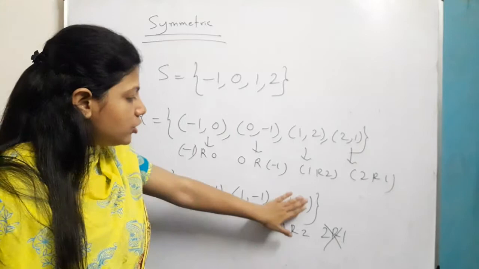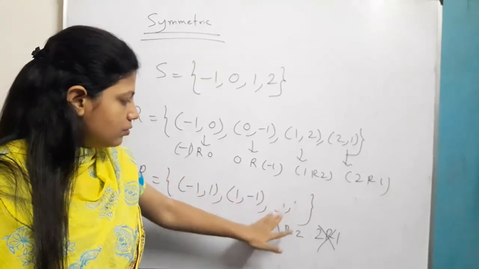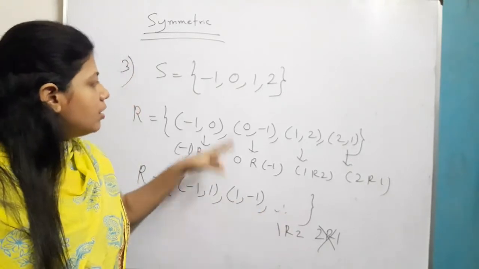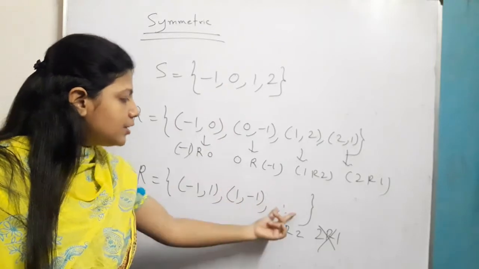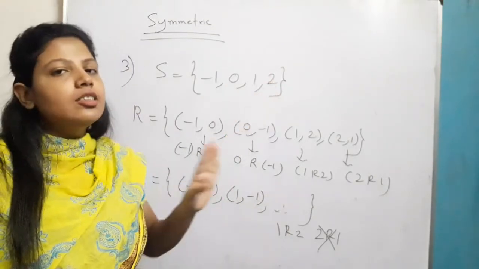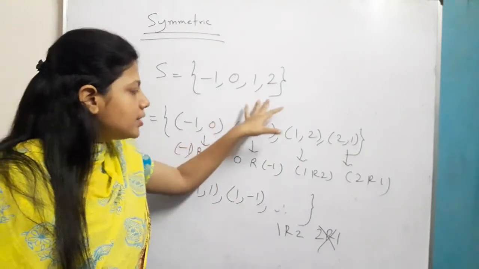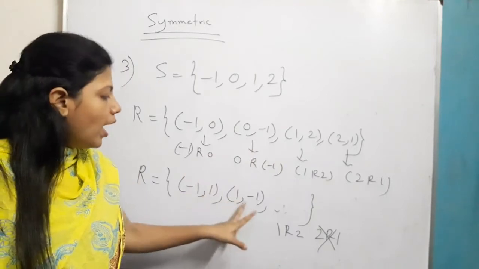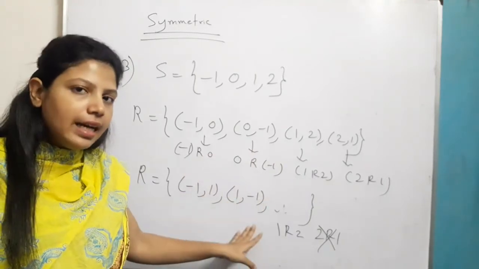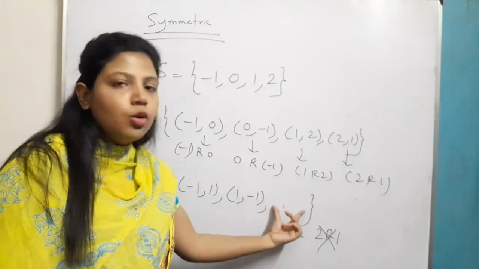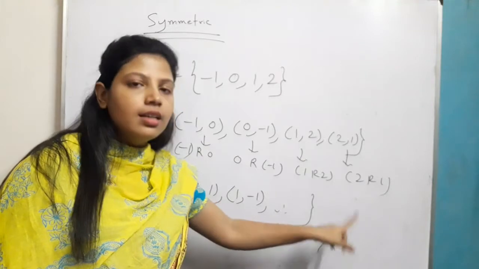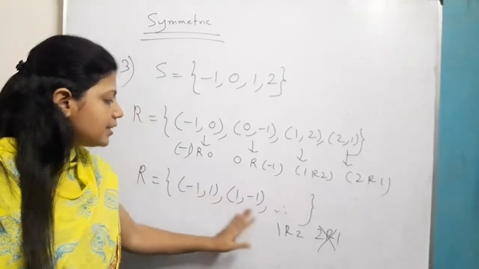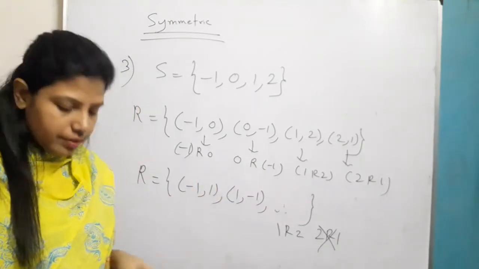But if this element was not there, just these two, then it is also symmetric. Why? Because if no element is there except these two, I will not check for others. It is not compulsory that all the elements will have some relation. No. If minus 1, 1 is there, I will check 1, minus 1 is there or not. If it is there, then it is true. Just like that 1, 2 was there, but 2, 1 was not there. So it is not symmetric. But if that element is not there, then just these two are there. That means they are symmetric.